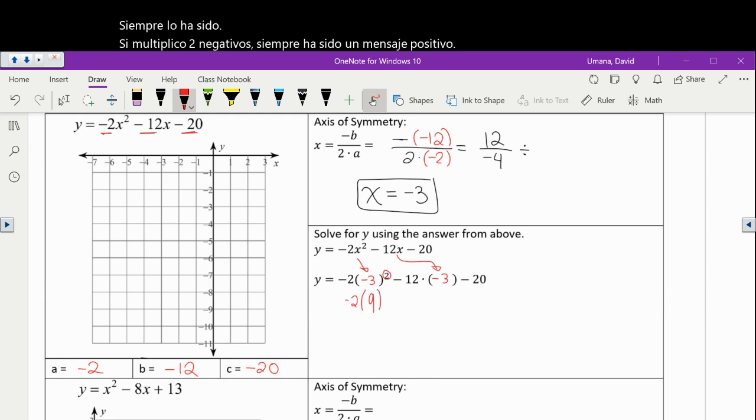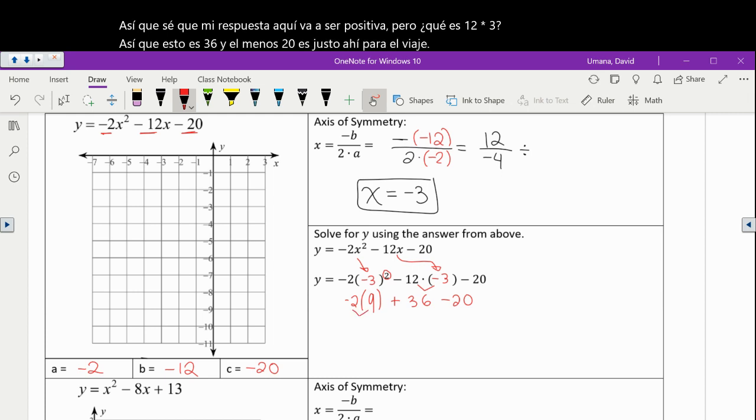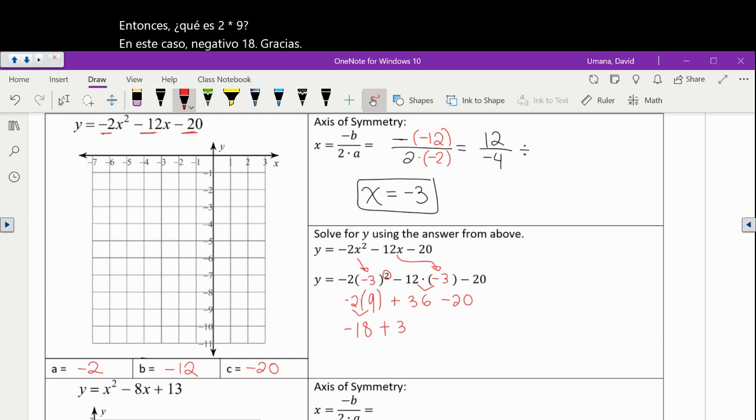The -2 is still there. Here on this one, I have a -12 and a -3. That's still negative times negative. So I know my answer here is going to be positive. But what is 12 times 3? 36. And the -20 is just right there, kind of along for the ride. These two numbers together mean multiply. Notice I did not finish the multiplication of the -2 until after the square. The square was first. So what is 2 times 9? In this case, -18. Thank you. Plus 36. And no more whistling, please. And I solve it in this direction.